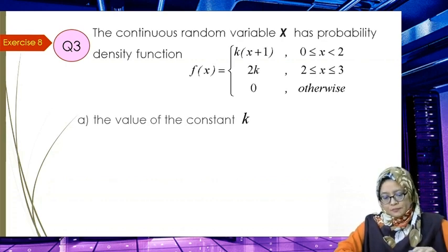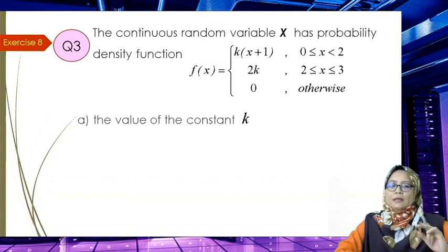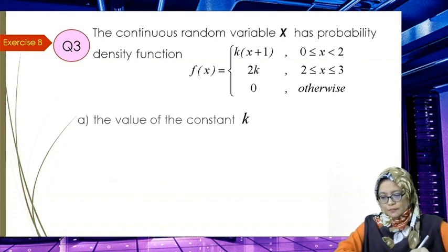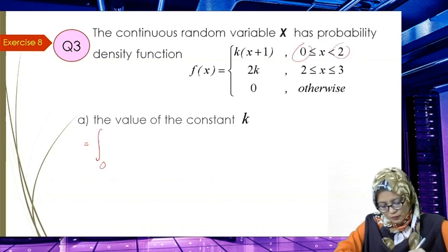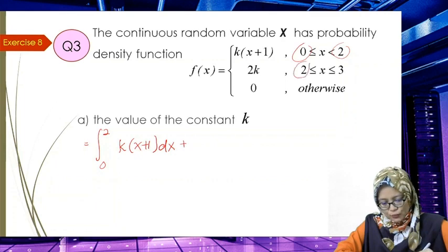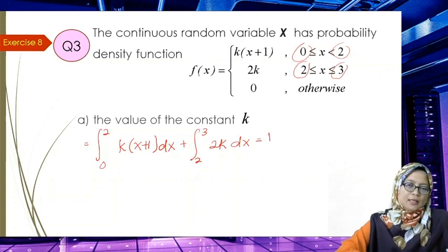Okay, so tak kira lah ada berapa interval pun awak kena integrate semua interval yang ada tu, total dia mesti sama dengan 1. Okay, so ini integrate from 0 to 2 for the function k x plus 1 dx plus integrate 2 to 3 for function 2k dx. So must be equal to 1. So kena equalkan dengan 1.